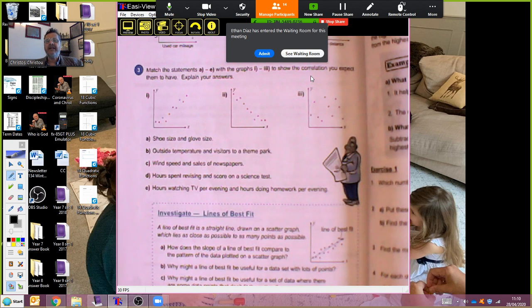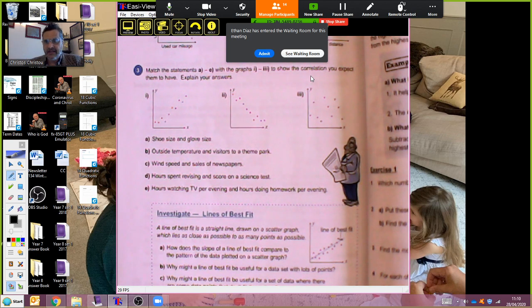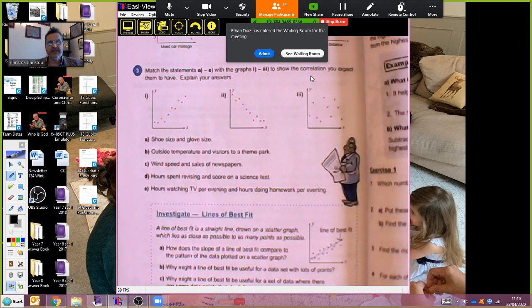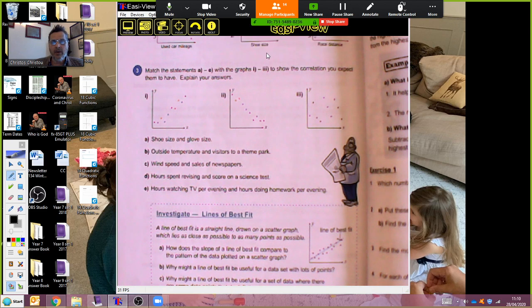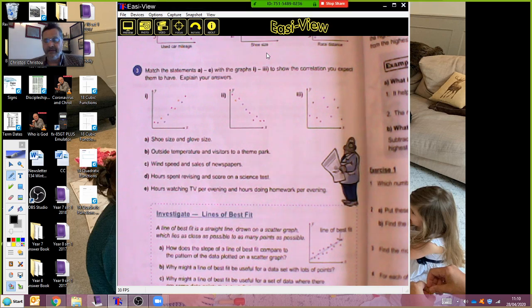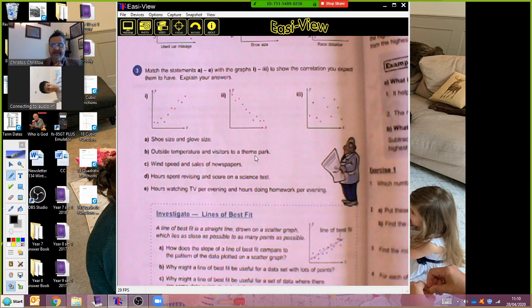Have you ever seen a small child with really big hands and extremely tiny feet? The answer is no, because we are in good proportion, and so you'd expect there to be a positive correlation between shoe size and glove size. Now, you don't have to say a whole sentence or paragraph like that, just a short statement. Outside temperature and visitors to the theme park.